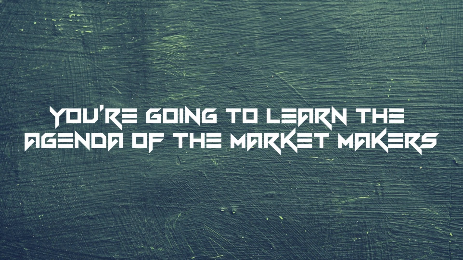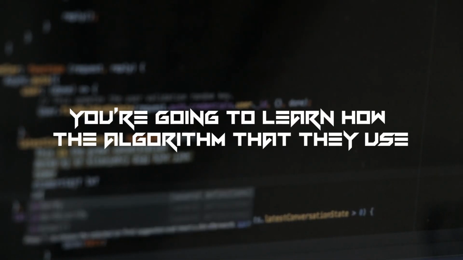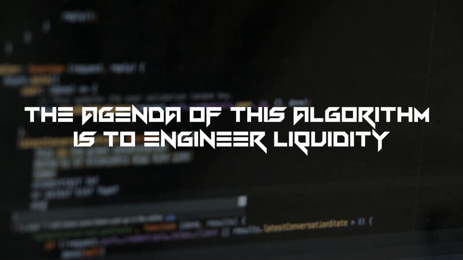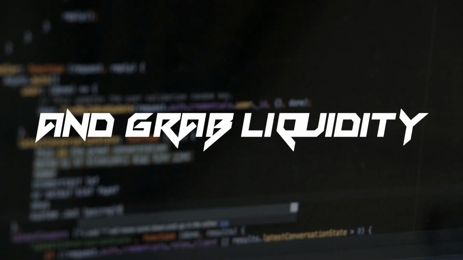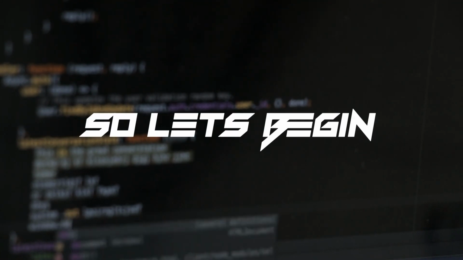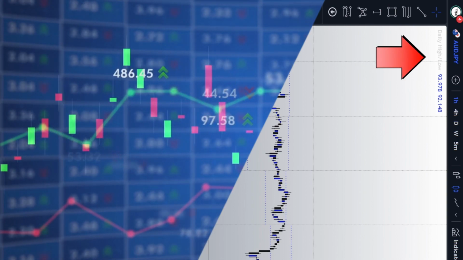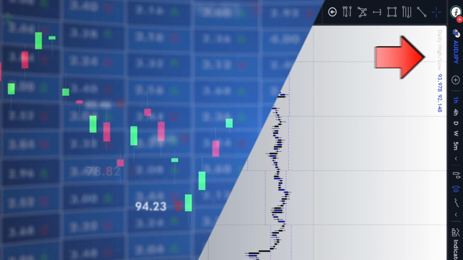Now that you're here, you're going to learn the agenda of the market makers. You're going to learn how the algorithm that they use operates in the Forex market. The agenda of this algorithm is to engineer liquidity and grab liquidity. So let's begin. I also have this very simple indicator that is going to prove exactly what I mean in the next few minutes. Watch to the very end.